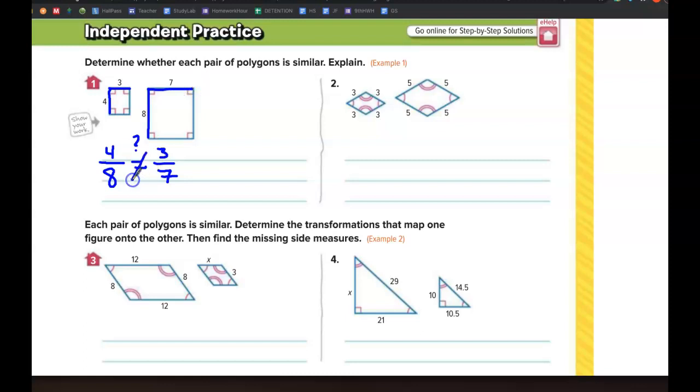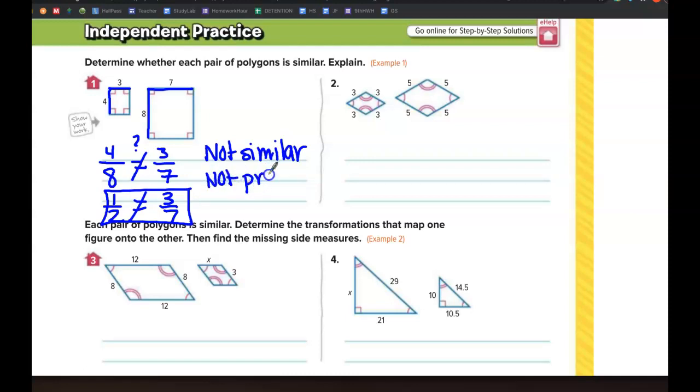And it is not equal because this equals 1/2 and this equals 3/7, which are not congruent. Therefore, they are not similar because the angles are congruent, but the proportion of the sides is not. So you would say not proportional.